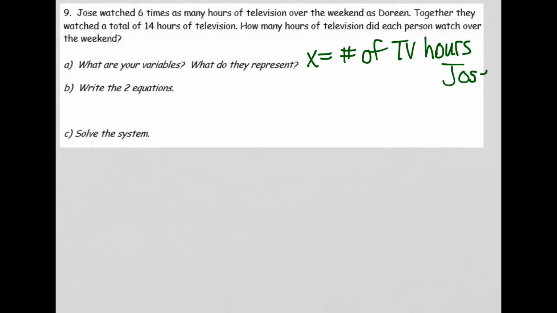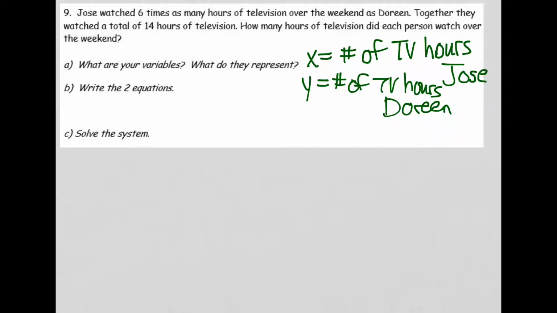And you will find that I frequently don't use the first letter. I don't just say J is for Jose and D is for Doreen. I will almost never do that because then I don't think that gives you an opportunity to think clearly about what your variable represents. So then Y is going to be the number of TV hours by Doreen. So we have 2 people watching TV. We don't know how many hours each one of them watched. So we're going to say X is how much TV Jose watched, and Y is how much TV Doreen watched.